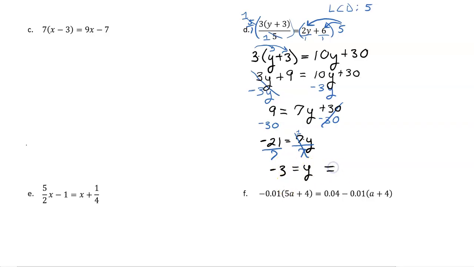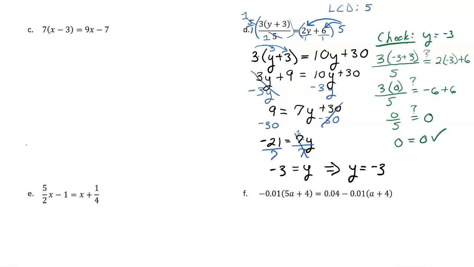So this is the same thing as saying y is equal to negative 3. And again, if we check our answer, taking that negative 3, plugging it into our original equation, we're going to come out to say that 0 does equal 0. Just so happens that both left and right hand side equals 0, which is good because that means we have the solution.